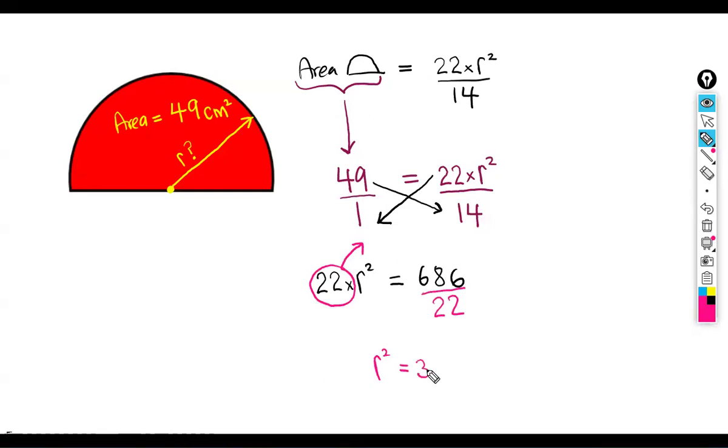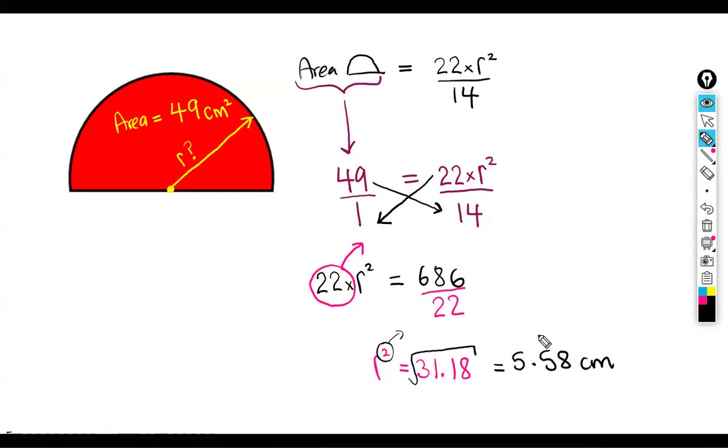We get 31.18 or something like that, something very close to that. Throw across the squared because we want to solve for R. The opposite of a squared is a square root. And if we square root, second function, I have to press second function on my calculator, 31.18 is 5.58 or something very, very close to that.